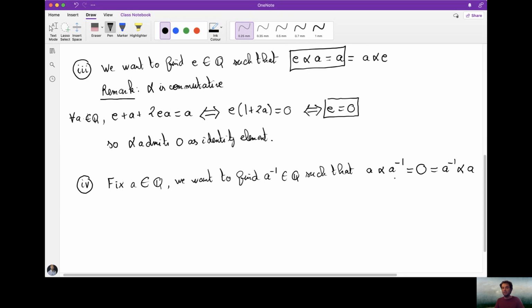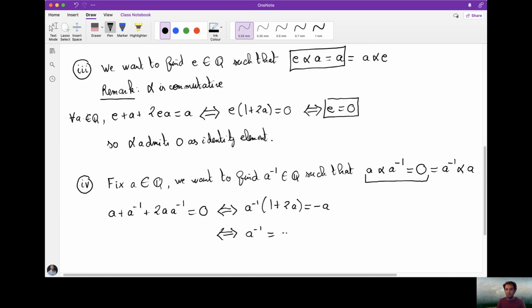Okay, and again, since it's commutative, it's enough to show this, right? It suffices to show this part, and automatically you will have the right-hand side, because the law is associative. Okay, so now we just need to solve for this. Let's write it down. We have A plus A minus 1 plus 2A A minus 1 equal to 0, and our unknown that we want to solve is A minus 1, so I just will write it down by passing A to the other side. So we have A minus 1 factor of 1 plus 2A. This is equal to minus A, and therefore A minus 1 is equal to minus A divided by 1 plus 2A.